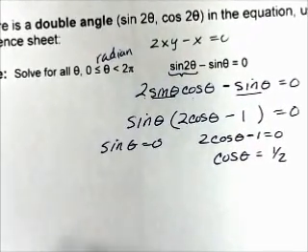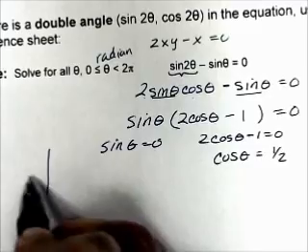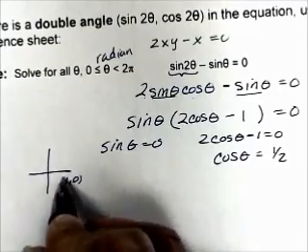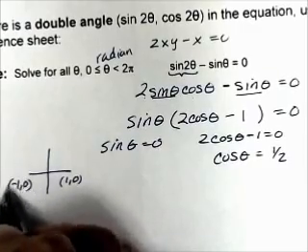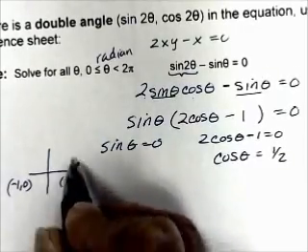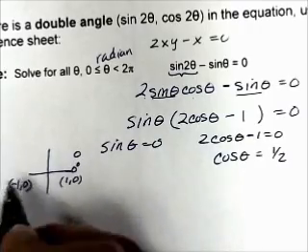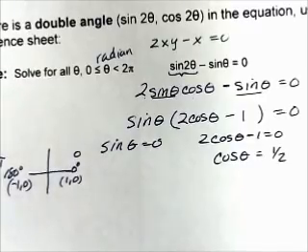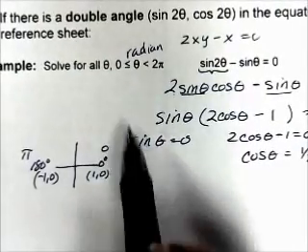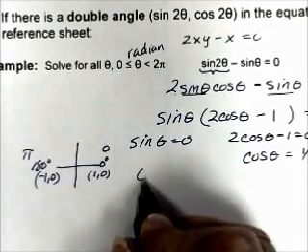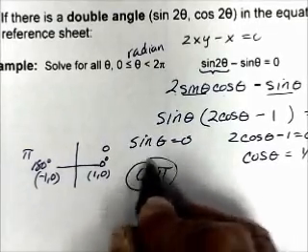Sine theta equals 0. Go to your quadrantal angles, the unit circle, 1, 0, negative 1, 0. So that's for 0 degrees, also 0 radians, and 180 degrees, also pi radians. Okay, so our radian measure here for sine theta equals 0 is 0 radians and pi radians.